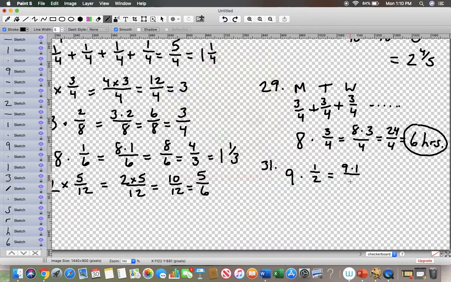9 times 1 over 2 is equal to 9 over 2. Well, we should probably change that to a mixed number. 9 over 2 is equivalent to 4 and 1/2. We're talking about hours. This is how long Carlos took to build his kite. So class, let me ask you this. Did he spend more or less time building his kite? I hope that you said less time.